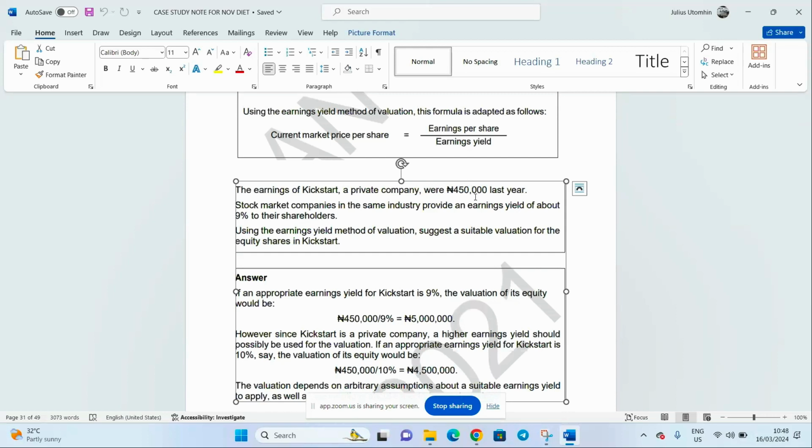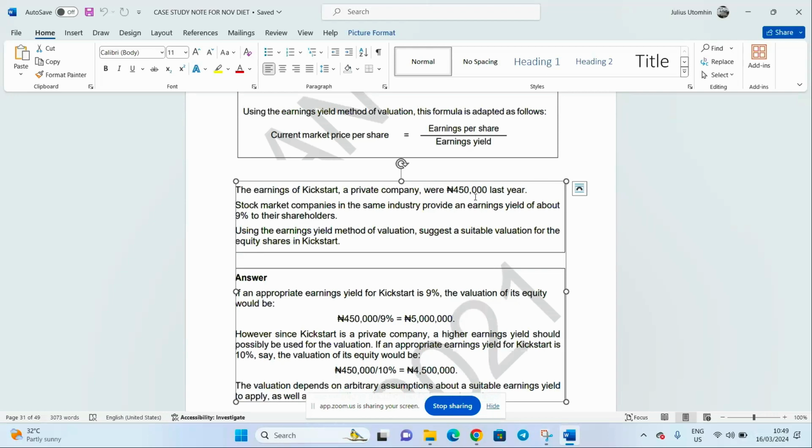Are you with me? Divide both sides by 9% in order to get the value of X. X will be: 9% of X divided by 9% equals 450,000 naira divided by 9%. 9% cancels 9%. So 450,000 naira divided by 9%, what do you have? You have 5 million naira.